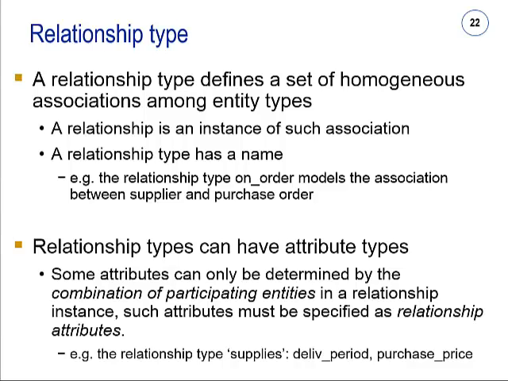Relationship types themselves can have attribute types. We said that before. If you look at the relationship type supplies, which is a relationship type between supplier and product, then you may still remember that it had attribute types such as delivery period and purchase price. Attribute types of relationship types can only be determined by the combination of the participating entities in the relationship instance. They cannot be moved to any of the participating entity types. So we cannot just move delivery period and purchase price to either supplier or product.